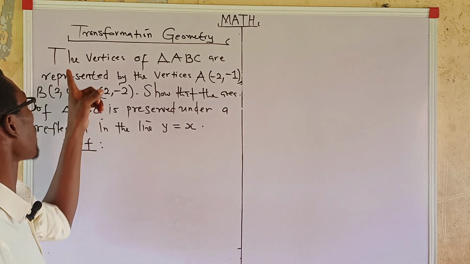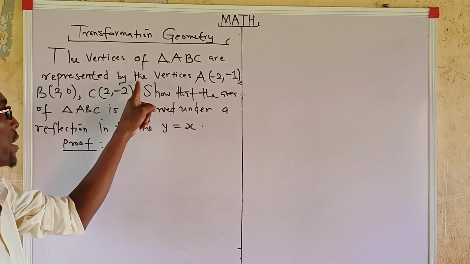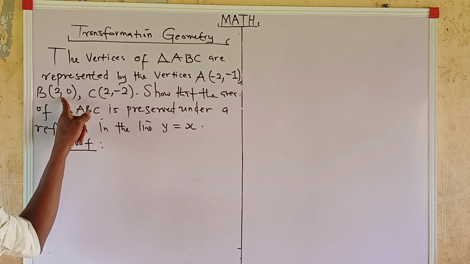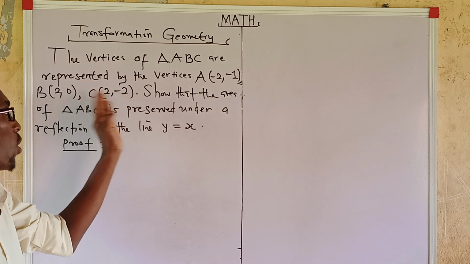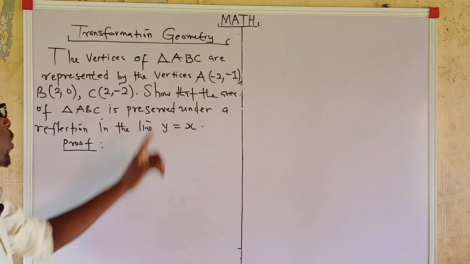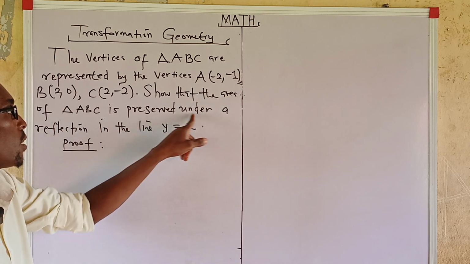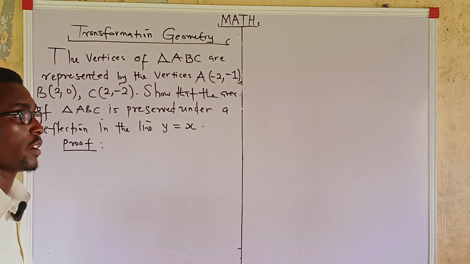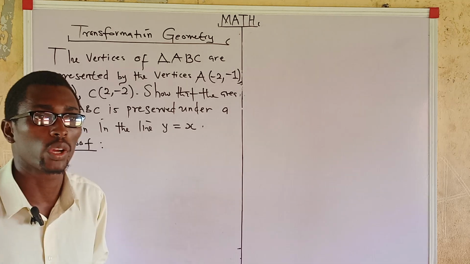Now, over here, it says that the vertices of triangle ABC are represented by A(-2, 1), B(2, 0), C(2, -2). These are the coordinates of the vertices of this triangle ABC. Now, we are required to show that the area of triangle ABC is preserved under a reflection in the line y equals x. Practically speaking, a reflection is the image you see when you look in a mirror.